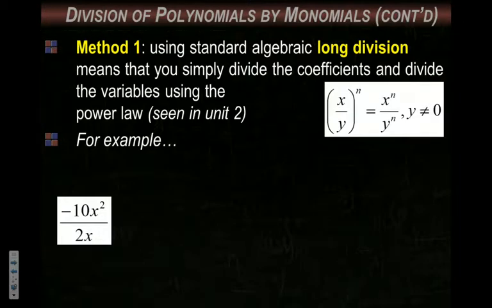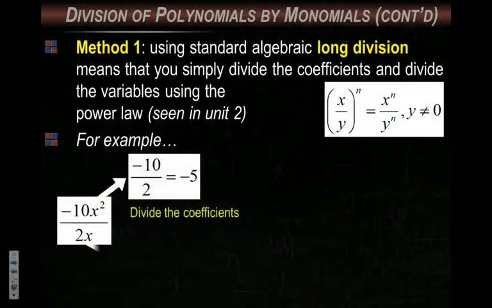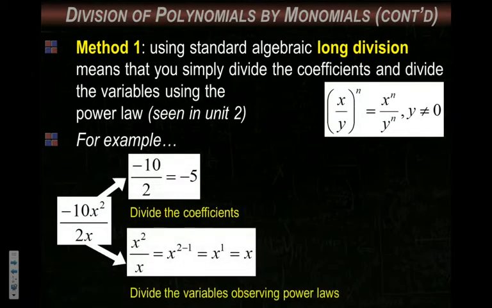So here's the problem. Negative 10x squared divided by 2x. If we forget the x's are even there, can you solve that? Negative 10 divided by 2. Sure. Negative 10 divided by 2 is negative 5. Now we can focus on the x's. x squared divided by x is x to the 2 minus 1, or just x.